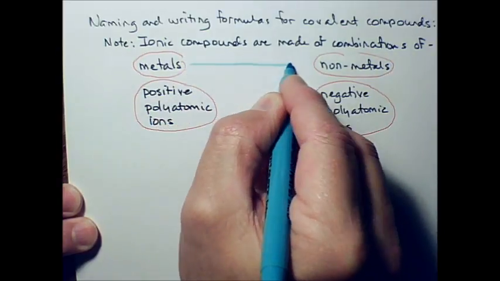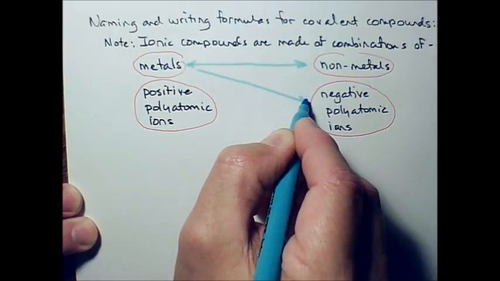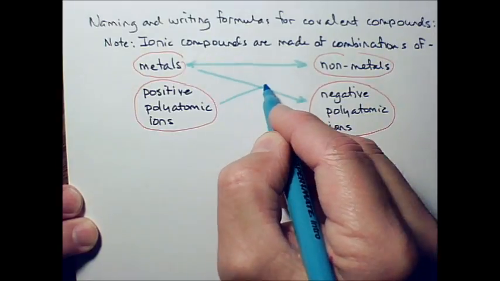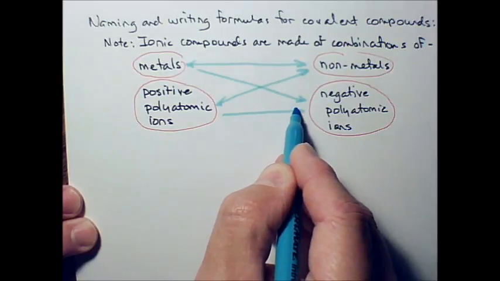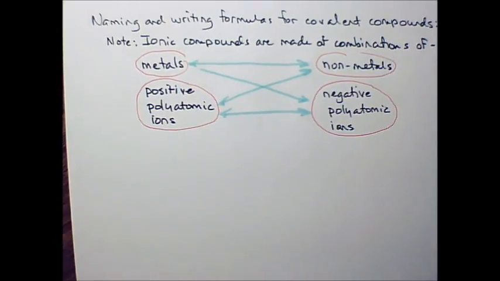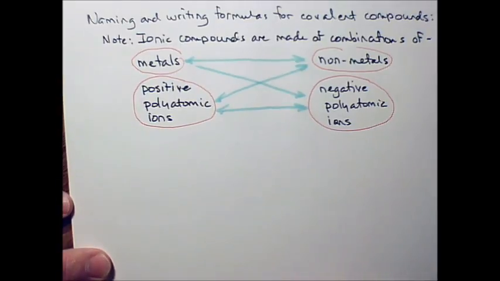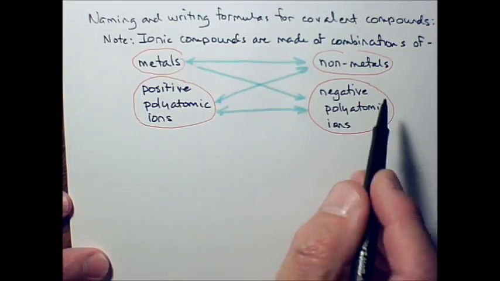So metals might be bonded with nonmetals, or metals might be bonded with negative polyatomic ions. Positive polyatomic ions might be bonded with nonmetals, or positive polyatomic ions might be bonded with negative polyatomic ions. Any of those would make an ionic compound. And basically we have learned now how to write the names and to balance the compound formulas, including polyatomic ions. So that's how you put together an ionic compound.